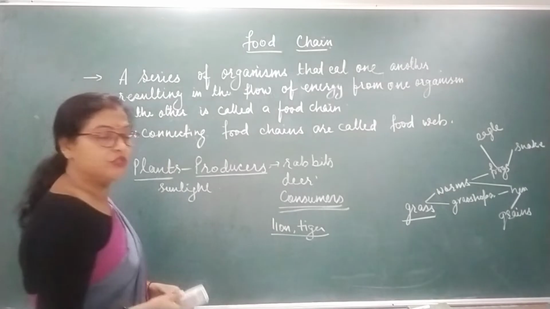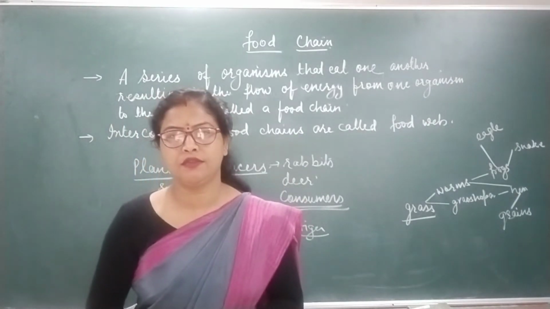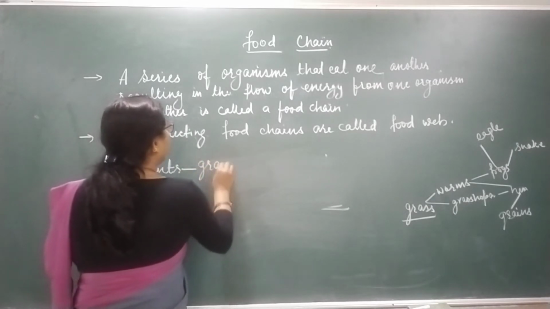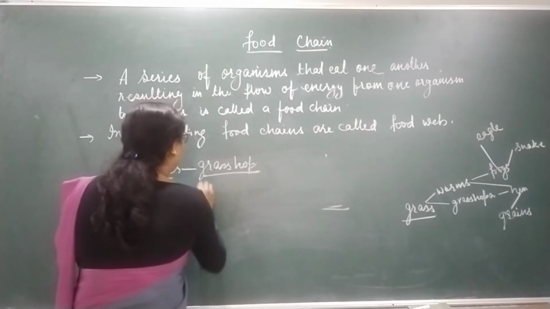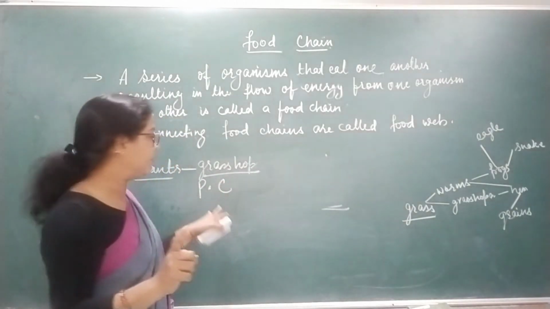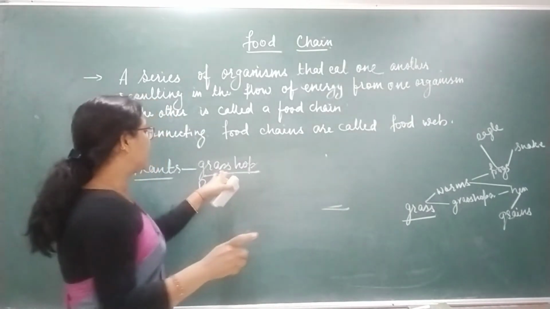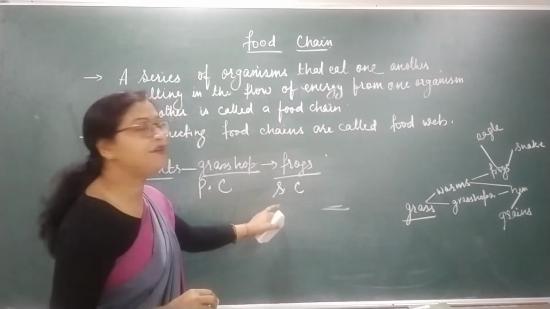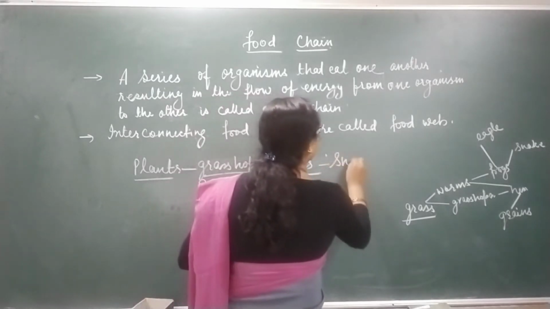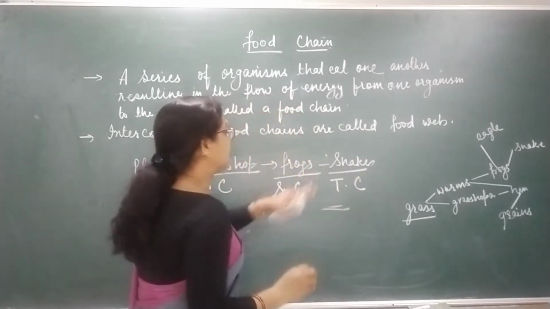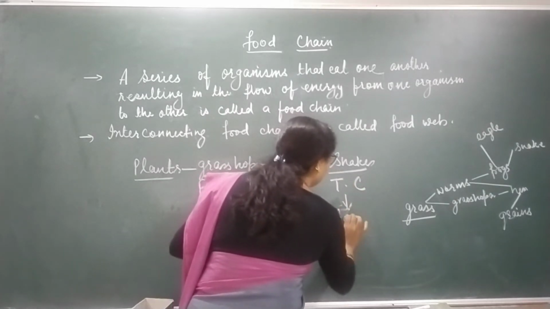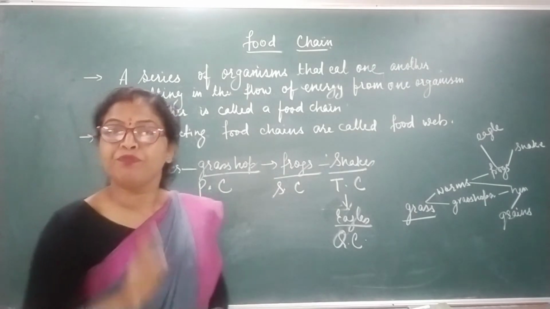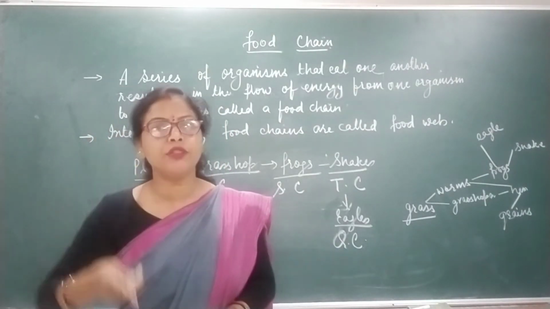But in an ecosystem, there are different types of food chains found. So if we go through another food chain, plants are eaten by grasshopper. This is the first level of consumer, also called the primary consumer. This grasshopper is eaten up by the frogs, so this is the secondary consumer. The frogs are eaten by snakes, so they are tertiary consumers. Snakes are eaten up by the eagles or hawk, so they are known as quaternary consumers.